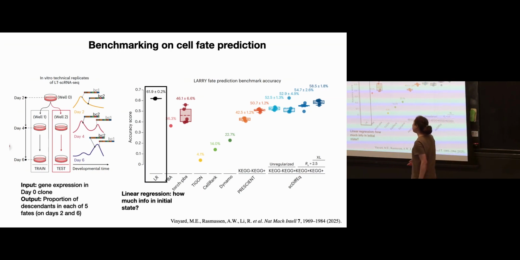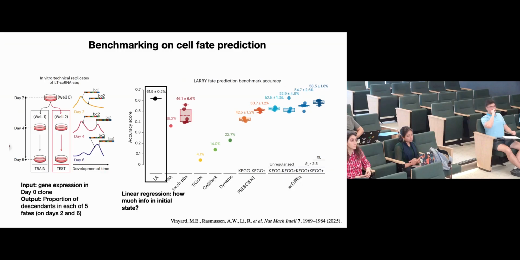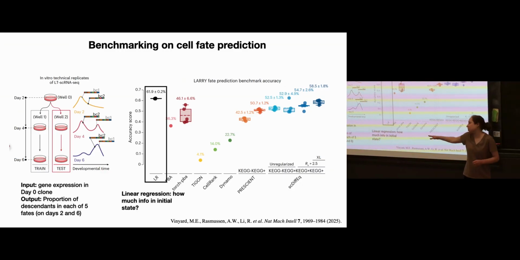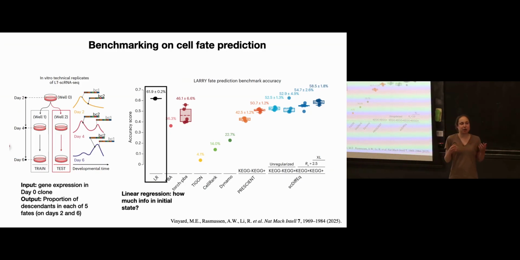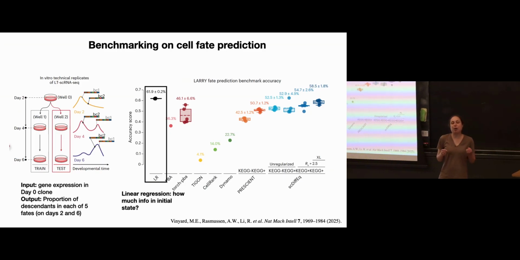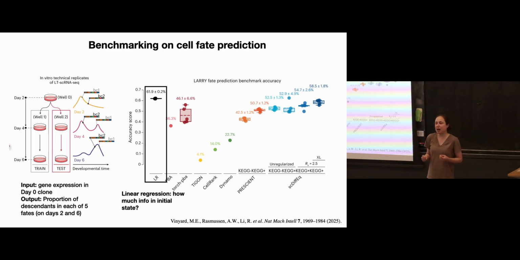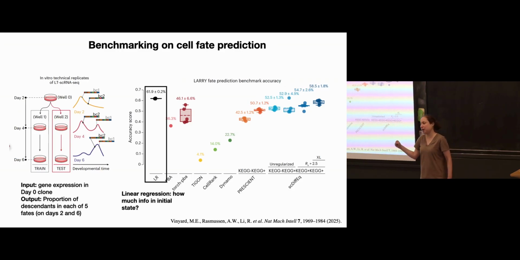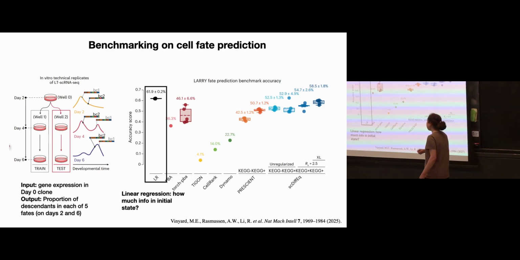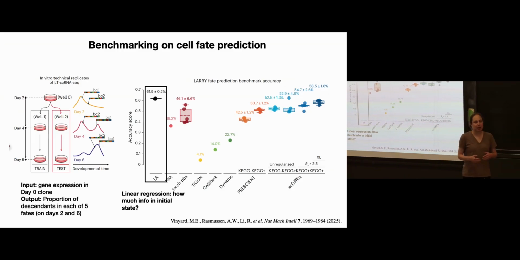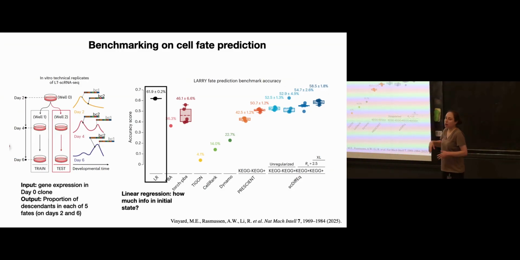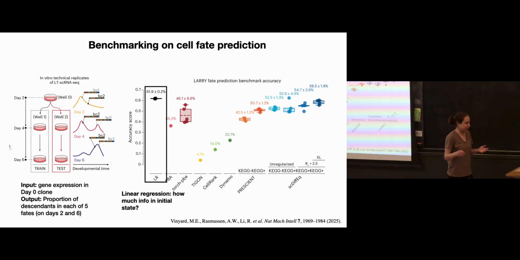So one way of looking at this first thing is, it is still just a linear model. One could try something fancier, but basically this is addressing the question of, how much information does this initial gene expression state have in it about what the proportions of the final cell populations will be? And so the answer is, a lot, but not everything, for sure.